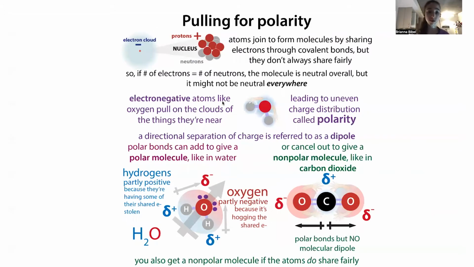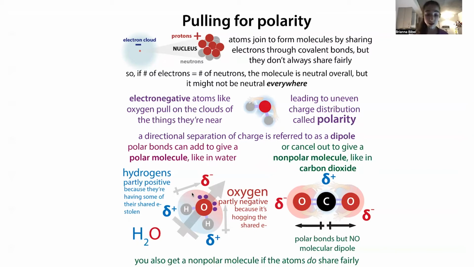A great example of this is water. So you have the oxygen, which is what we call electronegative. Something that's electronegative is going to be hogging the shared electrons. So the oxygen is hogging the shared electrons, making it partly negative, making the hydrogens partly positive. So you have this polar molecule where you have this separation of partial charges.